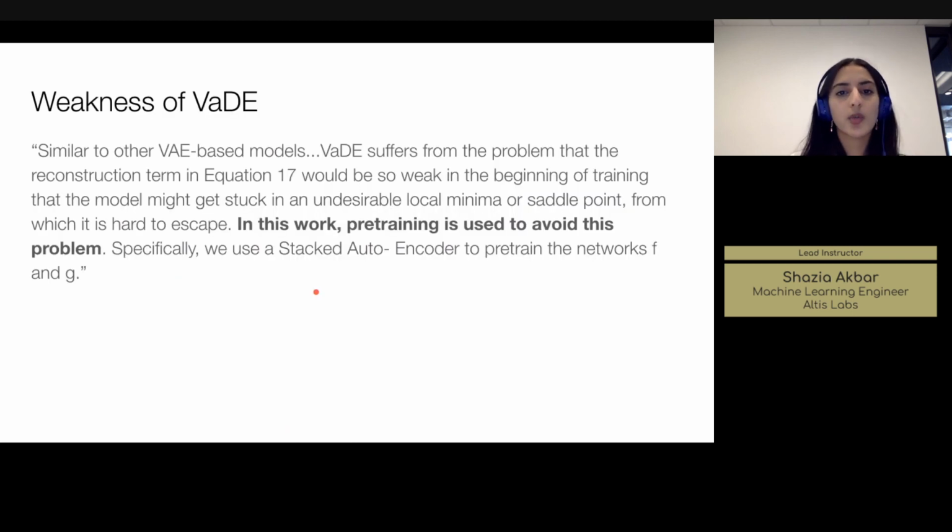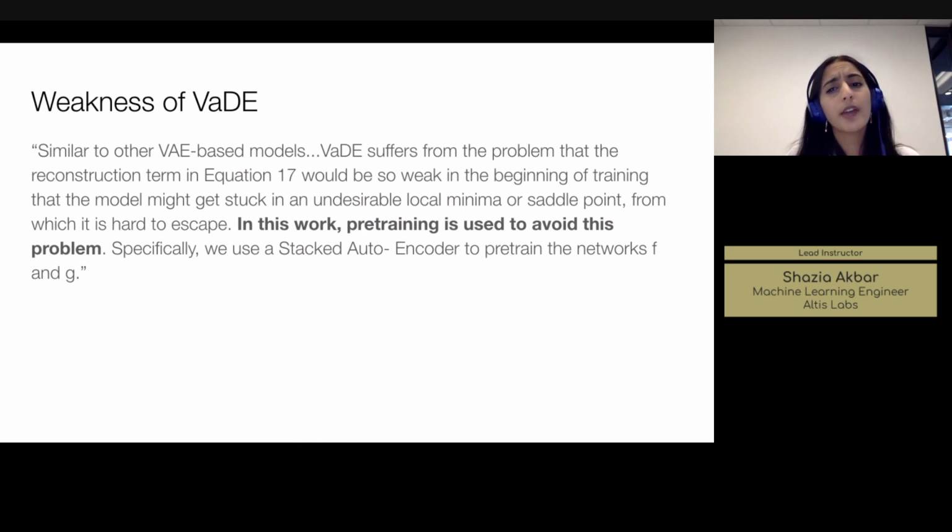One thing that I do want to mention, and that I came across when I considered using this earlier in my work, is that the authors point out that starting off training a VaDE architecture is quite difficult, and they expand on that in equation 17 in the paper, saying that at the beginning of training, the model is so weak that it often gets stuck in local minima or saddle points. Because of that, they used a pre-trained model to avoid this. They trained a stacked autoencoder to pre-train the encoder and decoder components. And then they added the Gaussian mixture model component after that.